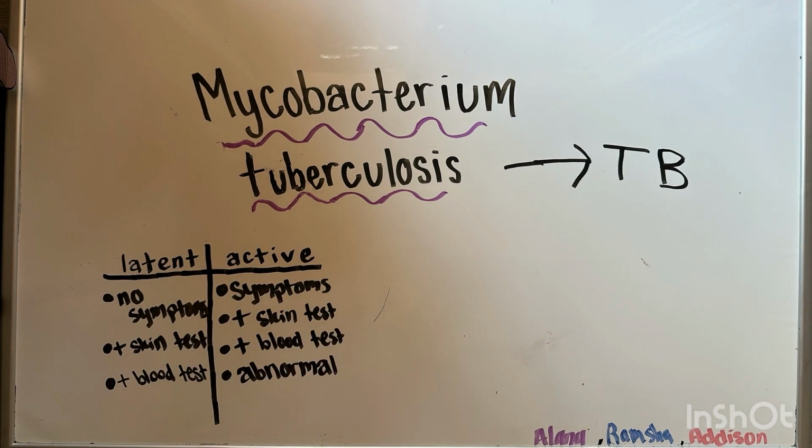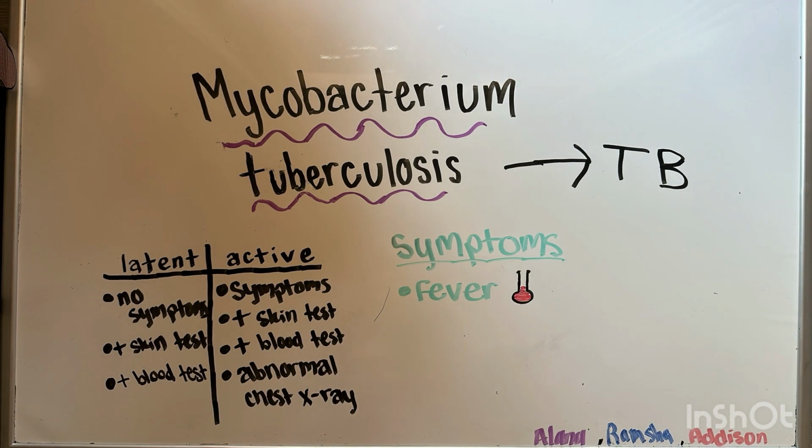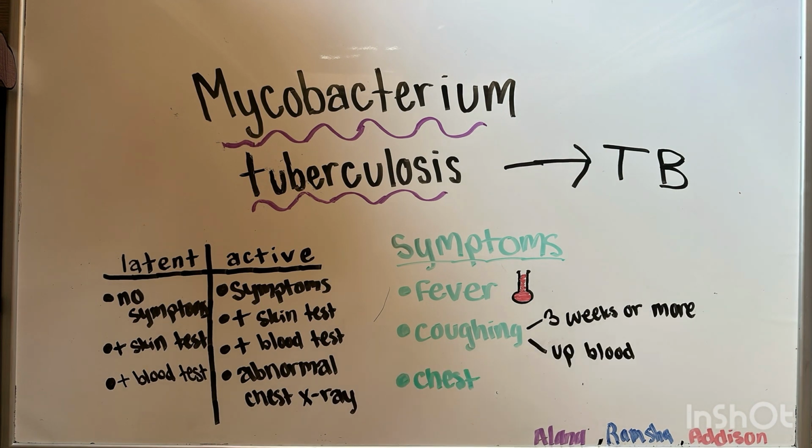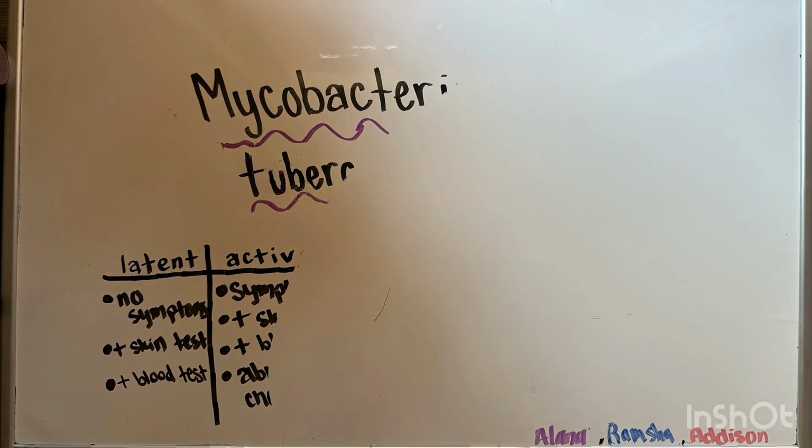A TB infection can then lead to TB disease, which can show symptoms such as fever, coughing for 3 or more weeks, or coughing up blood, and chest pain. People with TB disease can spread the disease to others and can be indicated by a skin test, blood test, or abnormal chest X-ray.